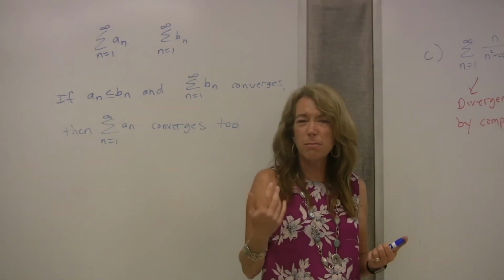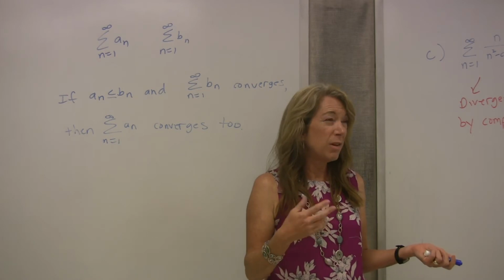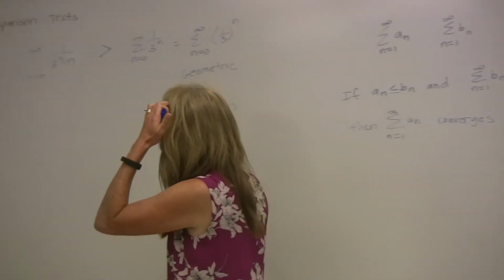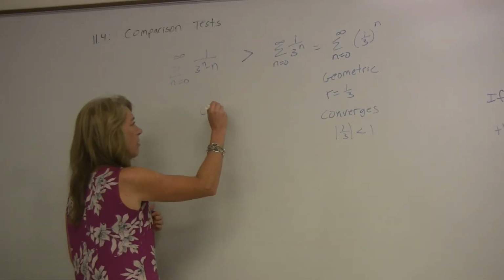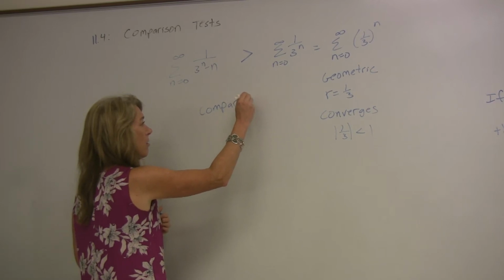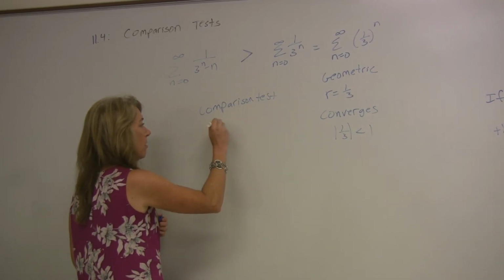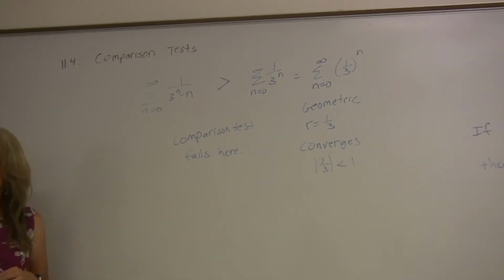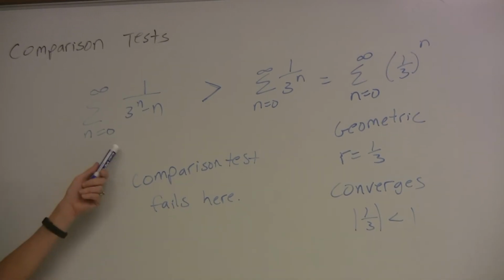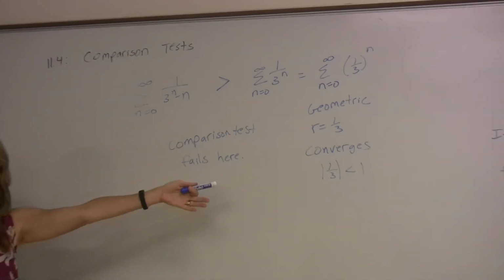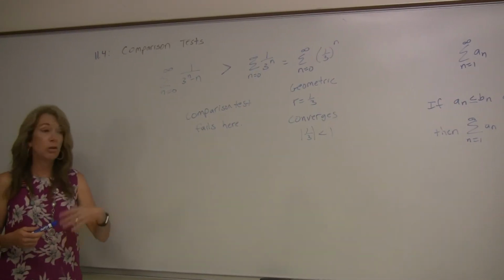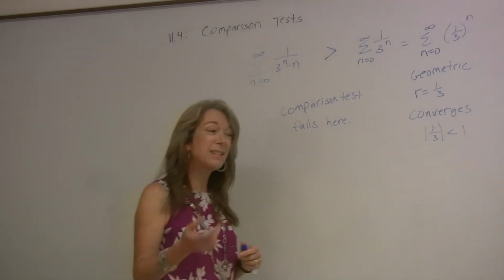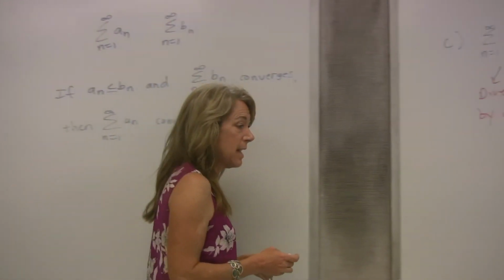Same thing would happen if you were smaller than something that diverges. Maybe you're still infinitely large, but a smaller infinity? I mean, we don't know. So this doesn't help. Comparison test doesn't work here. I want to make sure everyone understands why. We have something larger than a constant. Larger than a constant could be a bigger constant, could be infinity, we don't know. So this is why we have the limit comparison test, which is what's next in your notes.